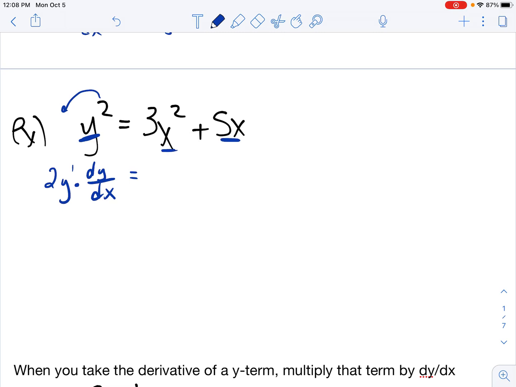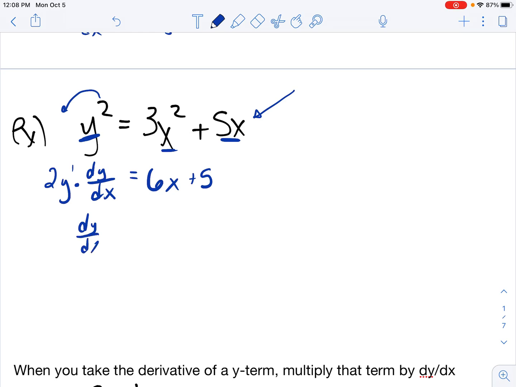On the right, since we're taking the derivative of x stuff, it's business as usual. This would be 6x times dx over dx, if you want to write that, plus 5 times dx over dx. But again, if we're looking for dy dx, we're typically not going to write the dx over dx on that side of the equation. Okay, so again, it'll take a little bit of practice, but we're going to go through a bunch of examples together, and hopefully by the end it'll make some sense, all right?